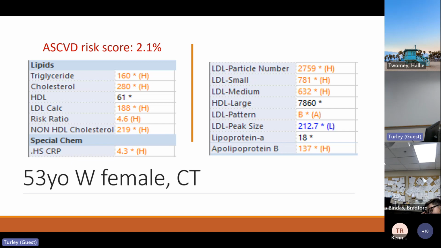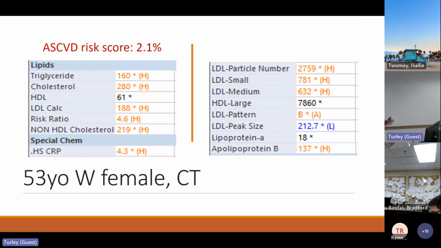And so that's been the rate limiting factor for a lot of physicians: they're nervous about the cost to the patient. You can order a lipoprotein little A and an ApoB separately, and they're maybe $20. They're not that expensive. It's definitely covered if they have a family history and they have hyperlipidemia.